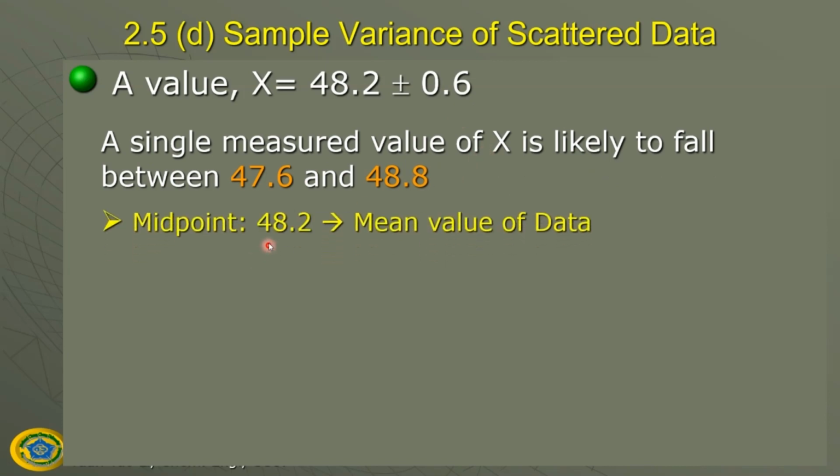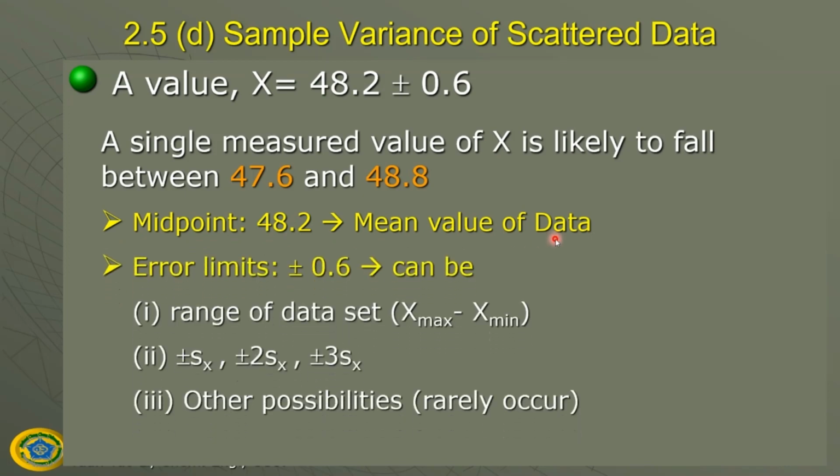So the midpoint, 48.2, is the mean value of the data, the arithmetic mean. The error limit here, 0.6, can be what? It can be the range of the data set. That's what you need to define. It can be 1 standard deviation or 2 standard deviations. It can be 3 standard deviations. That depends on what you define or how you get this number. Other possibilities can really occur. Anyway, the important thing is that normally we use this number as the standard deviation.